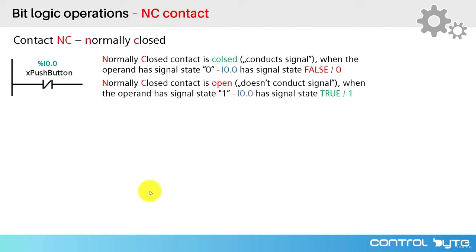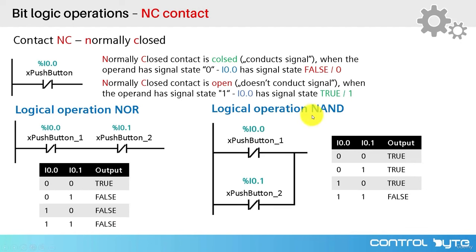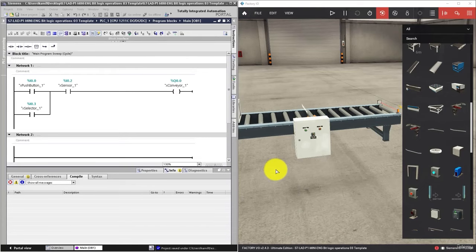With a normally closed contact, you can form the logical operation of NOR or NAND. Below you can see the truth table for those two operations. Okay, now let's move on to TIA Portal and let's write some code. Now I will show you a practical application of a normally closed contact in your ladder diagram.